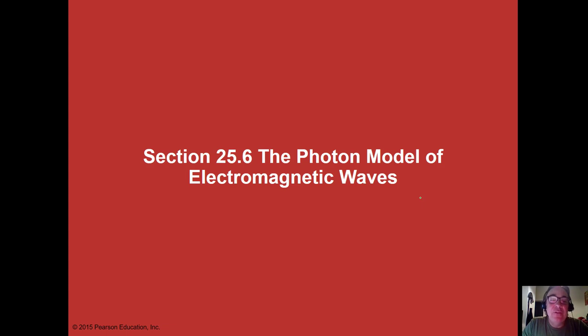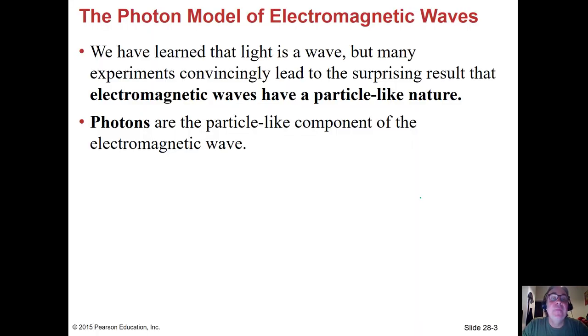So this section of Chapter 25 deals with the photon model of electromagnetic waves, and that's what Chapter 28 is about. So 25 going into 28 is kind of a transitional chapter. So, photon model of electromagnetic waves. If you remember Chapter 25, we were talking about electromagnetic waves, and we learned that light is a wave, and we just saw wave properties in Chapter 17. But sometimes light behaves like a particle. As it says here, electromagnetic waves have a particle-like nature. It just depends on what they're interacting with.